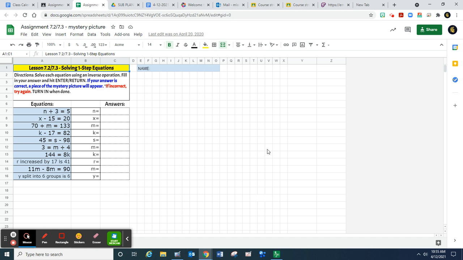Now, if nothing happens, or the picture doesn't look all that much like a normal picture when you're all done with your answers, that should be your signal to go back and check your solutions. But if all of your solutions are correct, you should end up with a completed picture over here.